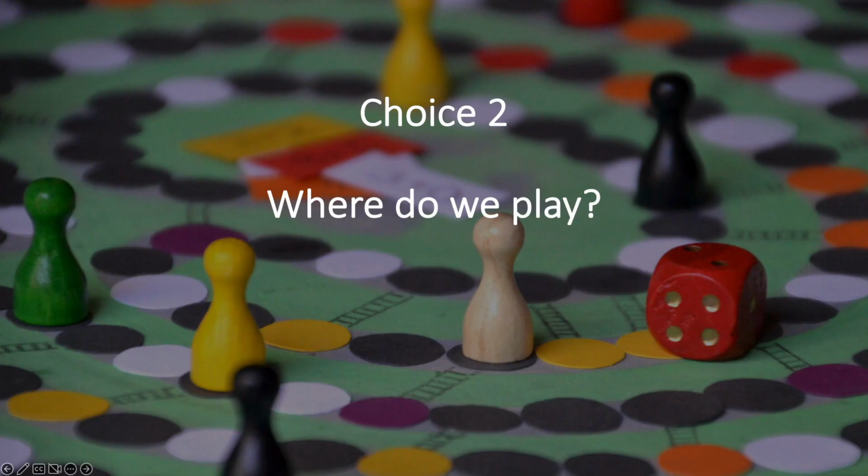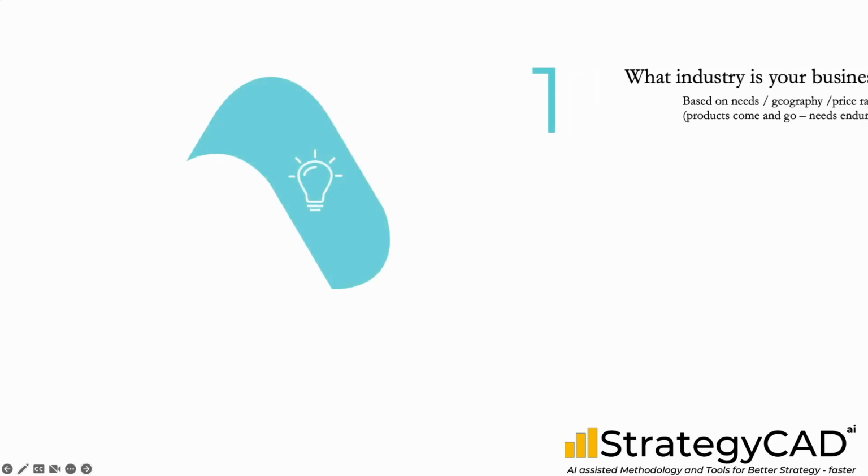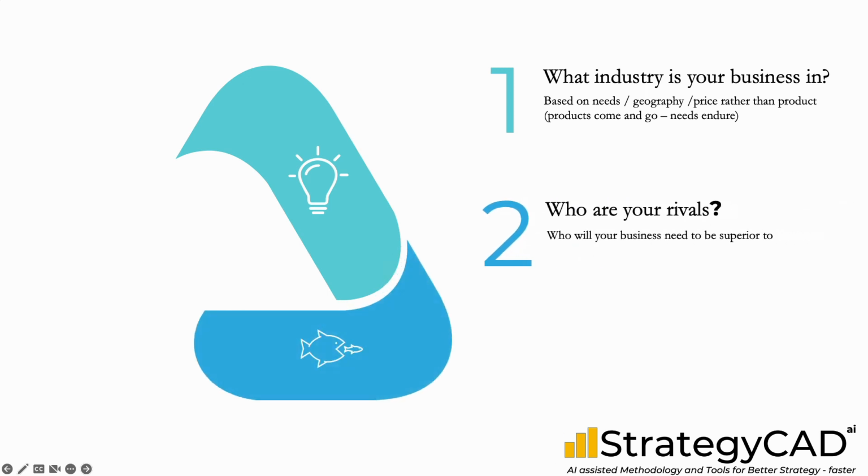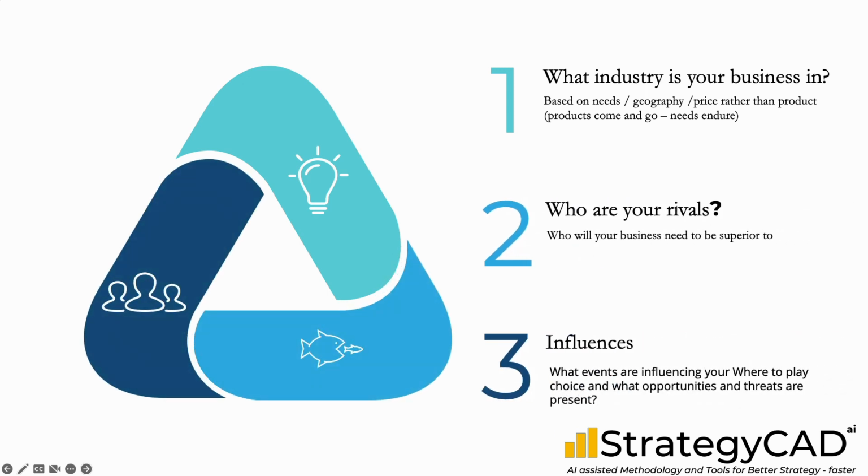Then you'll come to choice 2. The 3 major outcomes of choice 2 are to decide what industry your business is in, and you want to define that according to good practice based on needs rather than products, because products come and go, whereas meeting needs is a great foundation for innovation. So what industry is your business in based on needs, geography, and relative price?